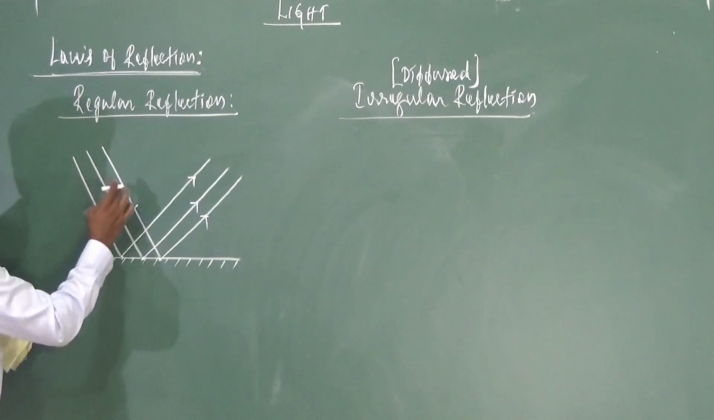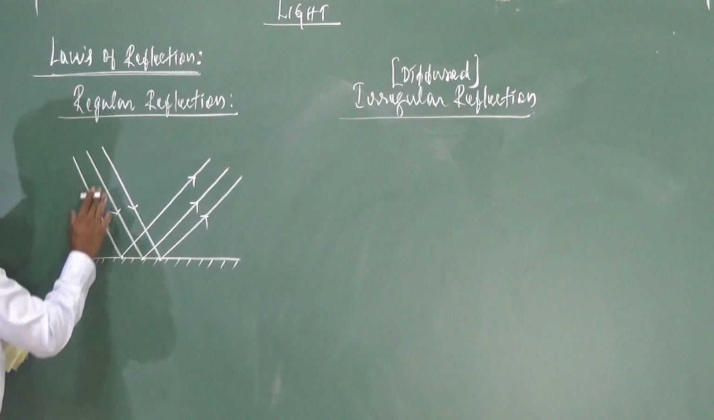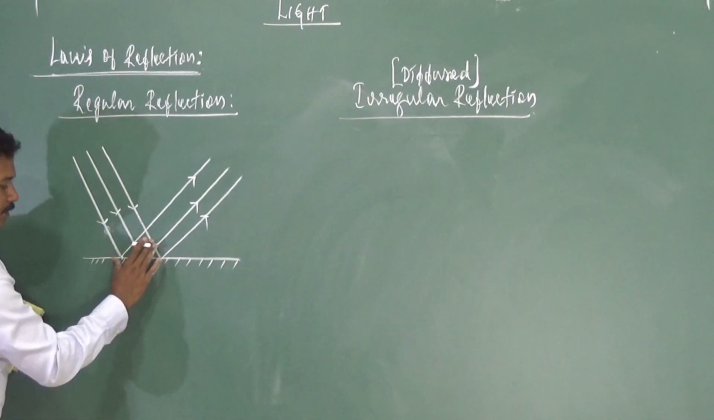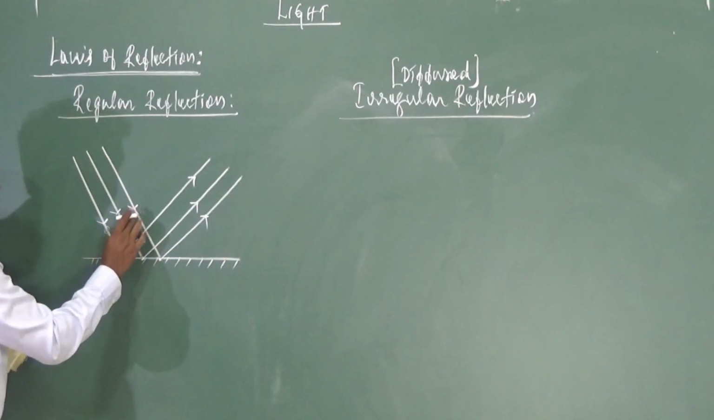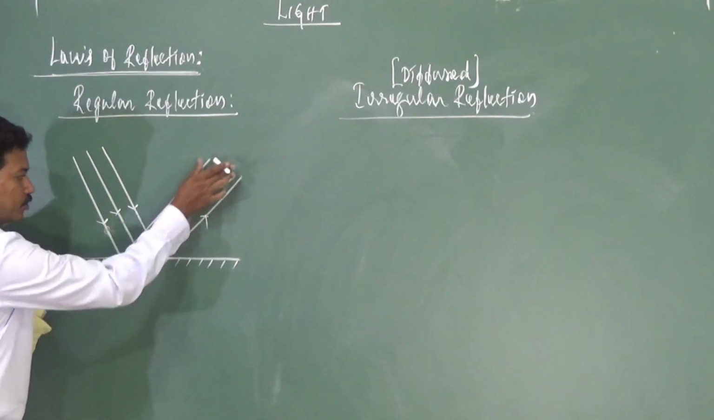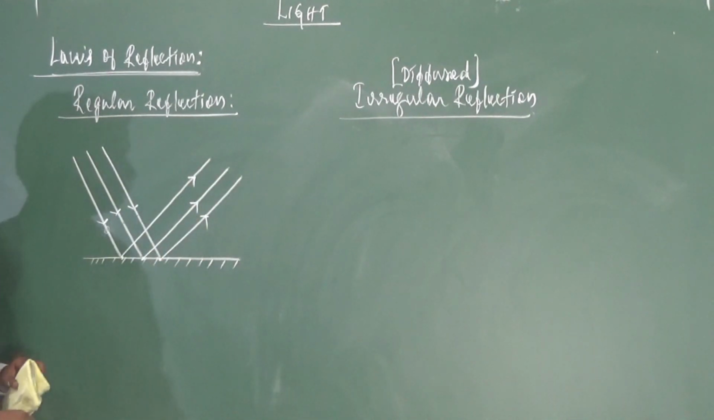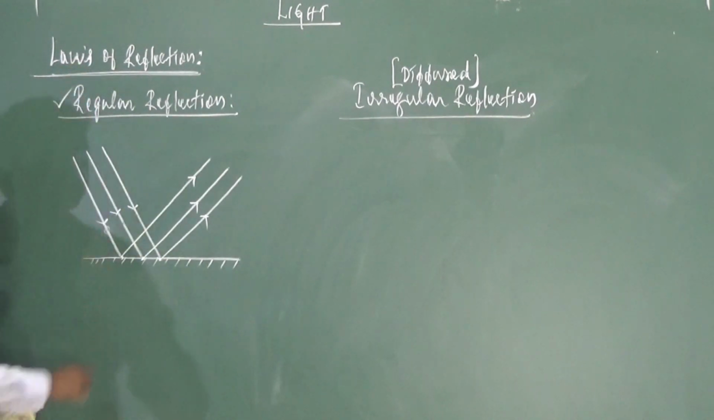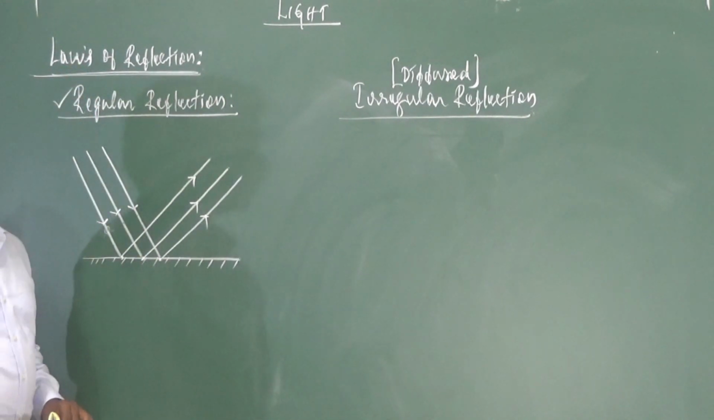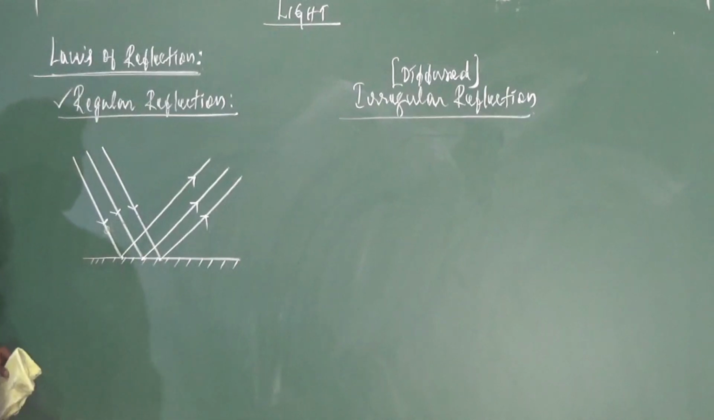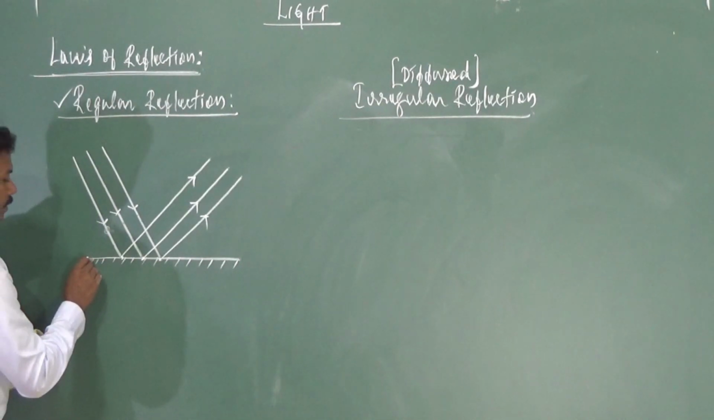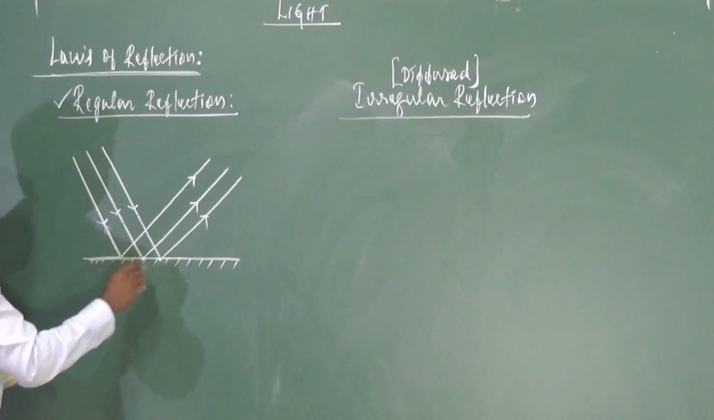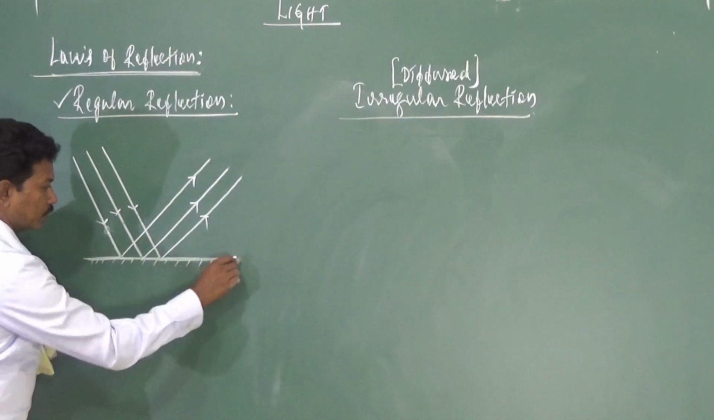So here, during the incidence of the light rays towards the mirror, they were parallel to each other, and after reflection also they are parallel to each other. This type of reflection is called regular reflection. So why does regular reflection happen? See, the type of reflection depends upon the type of surface we are using.